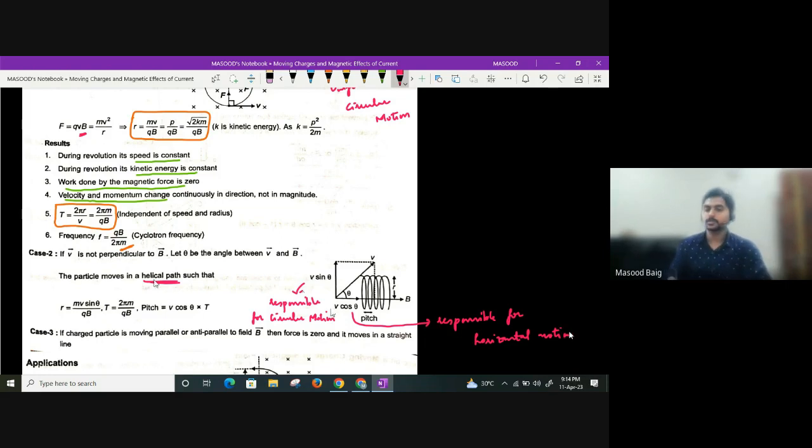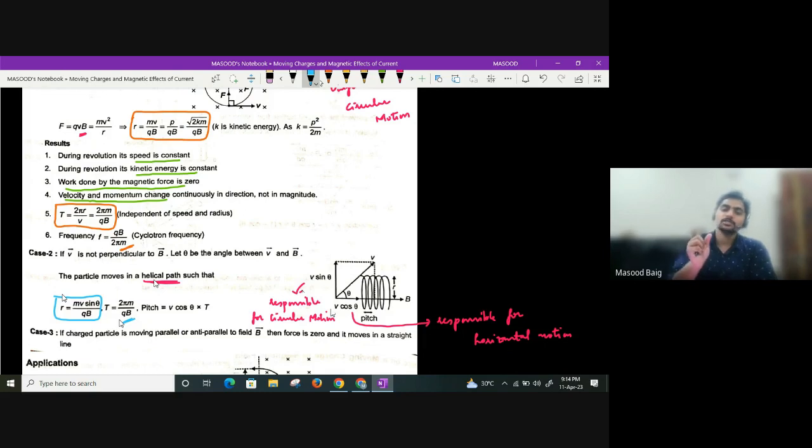So is it performing circular motion? Yes. Who is responsible? V sine theta. In the previous case, who was responsible? V was responsible. Now V sine theta is responsible. So what we will write? The radius of the circular path will be m v sine theta by qB. Whatever may be the speed, whatever may be the radius, will the time period depend, guys? No. The time period will be 2 pi m by qB only.